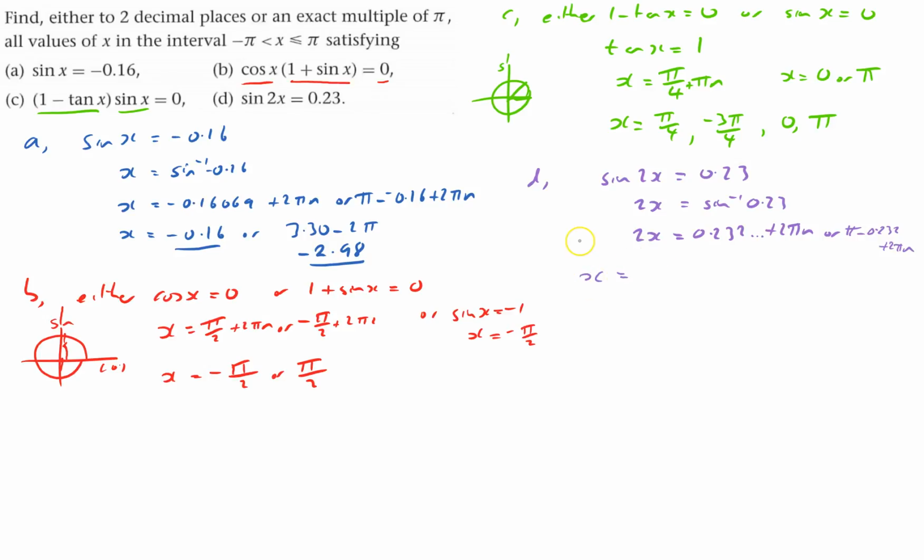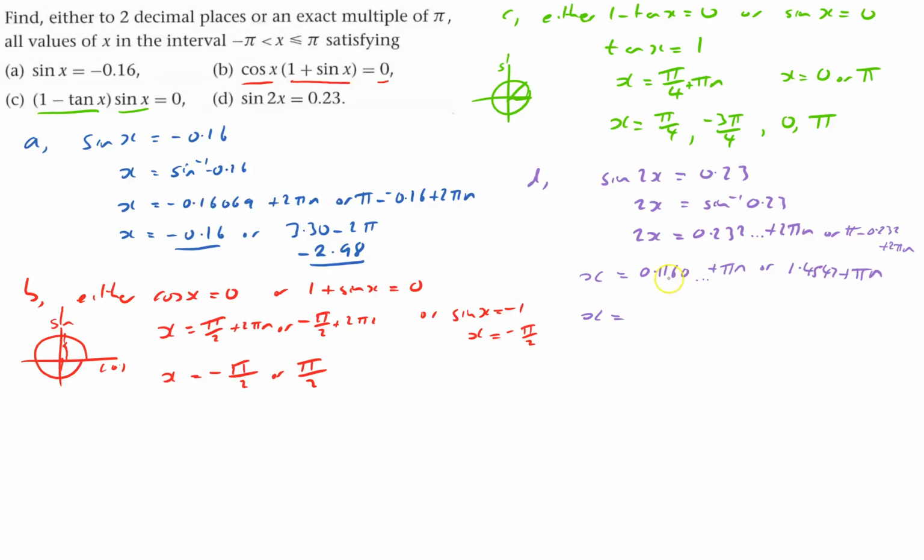So x equals, divide everything through by 2, that'll be 0.1160 whatever, plus pi n, or, and that will give me 1.4547 plus pi n.